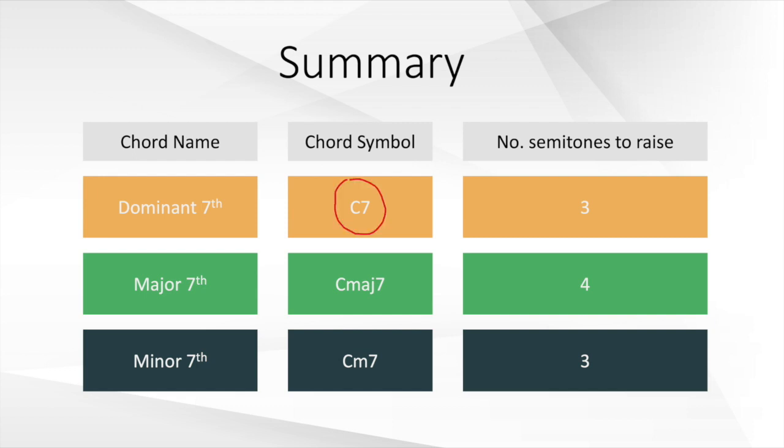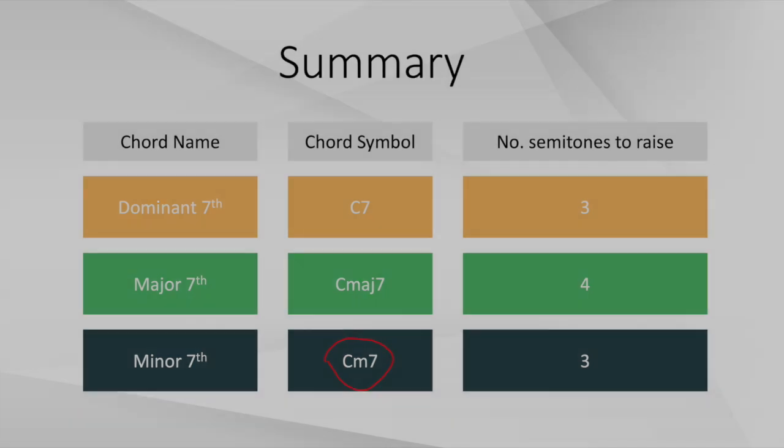Dominant 7 chords are represented by its starting note, followed by just a 7. Major 7 chords are represented by its starting note, followed by a MAJ7. And minor 7 chords are represented by its starting note, followed by a M7.